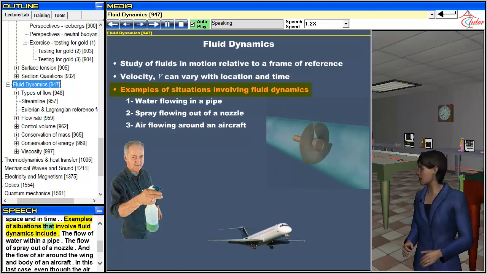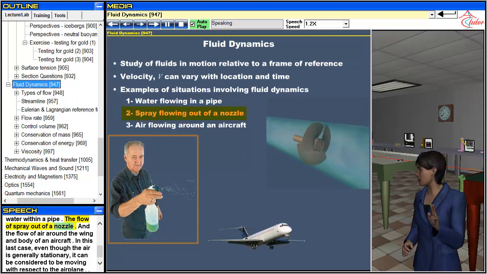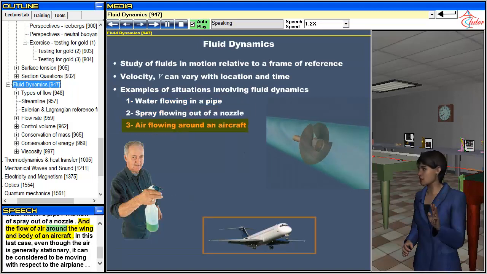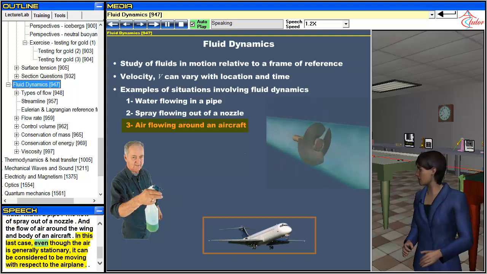Examples of situations that involve fluid dynamics include the flow of water within a pipe, the flow of spray out of a nozzle, and the flow of air around the wing and body of an aircraft. In this last case, even though the air is generally stationary, it can be considered to be moving with respect to the airplane.